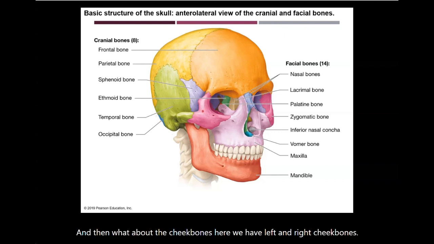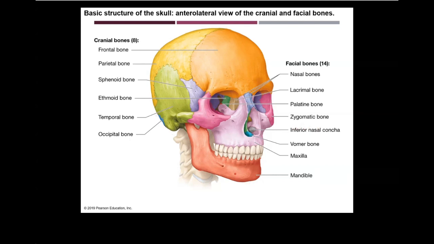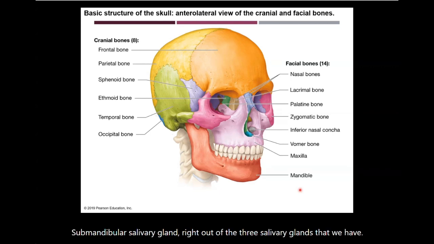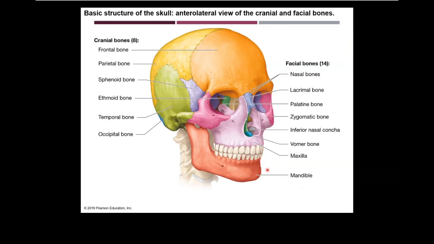And then what about the cheekbones here? We have left and right cheekbones. What are these called? Zygomatic bones. What do we call the chin bone here? Mandible, right? And the mandible is kind of familiar to us because we have a salivary gland there, the submandibular salivary gland, out of the three salivary glands that we have. And then this upper lip part, that bone is called the maxilla.